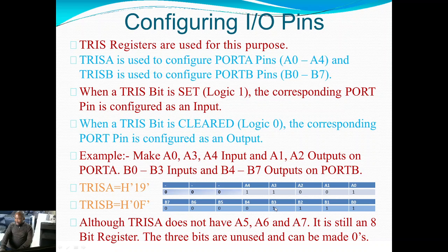B4 to B7 must be outputs. So B4, B5, B6, B7, those TRIS bits must be 0 to make the pins outputs. So we move the value in hexadecimal 0F into TRIS B to make B0 to B3 inputs and B4 to B7 outputs. Now, on TRIS A and on port A, although we don't have A5, A6, A7, those registers are still 8-bit registers. So we can make A5, A6, A7 zeros all the time because they are unused, but they are still there because the register is still an 8-bit register.